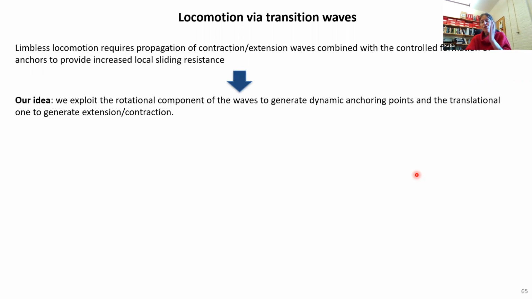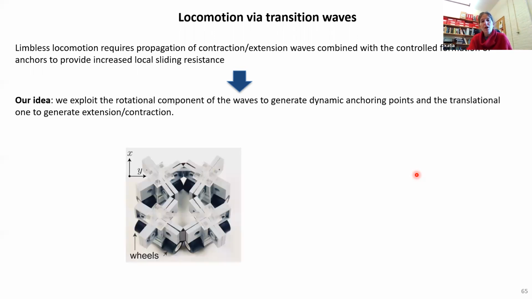And here is our idea. We can exploit the rotational component of this wave to locally modify friction and to generate anchoring points. And then this wave that we have also produces an extension-contraction wave, right? They also have a longitudinal component, and we can use that to generate these contraction-extension waves.